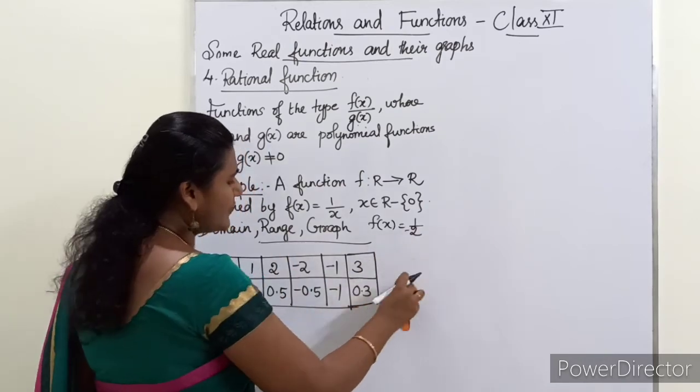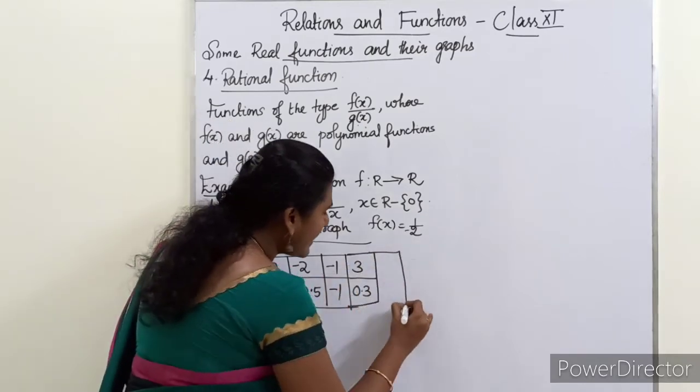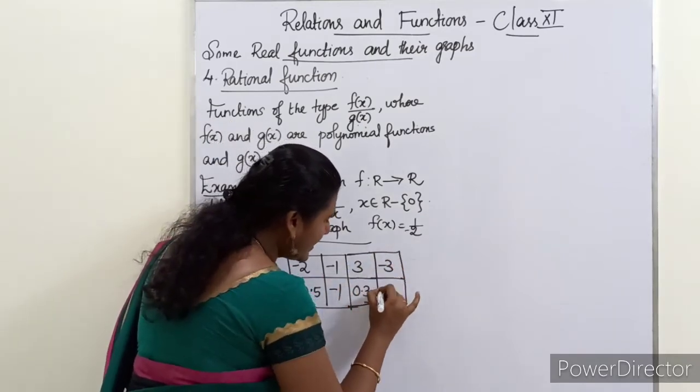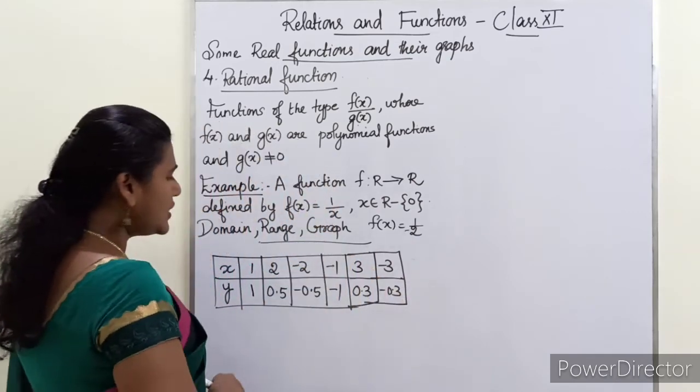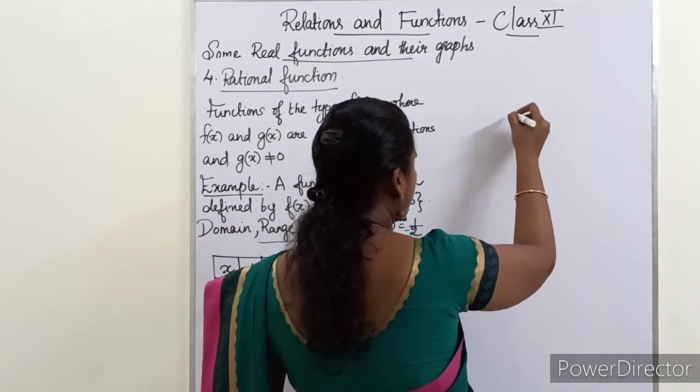0.333 it will go, so we will take one decimal place, that is 0.3. Now if you take x is equal to minus 3, you will get minus 0.3. So with these values, we will try to plot the graph of this function.